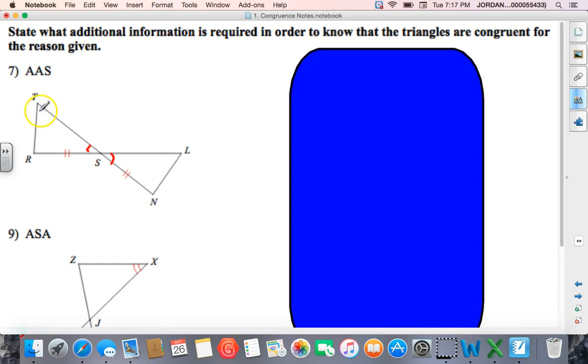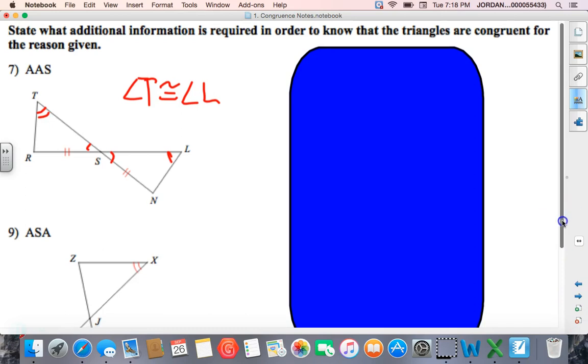So we need to know that angle T is congruent to angle L, because over here we need angle, angle, side. So that's what we would say. We would say we need to know angle T is congruent to angle L. Once we are given that information, we can prove it's congruent by angle, angle, side.